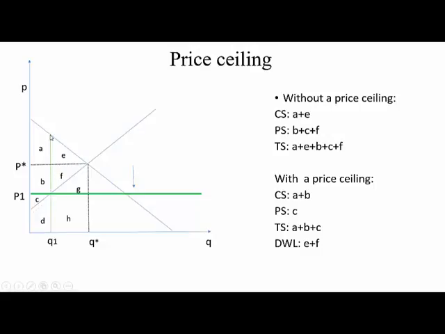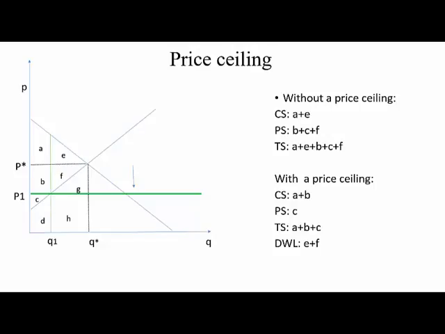The area D is the total variable cost. Subtracting total variable cost from the total revenue, we can get the producer surplus, which is indicated by the area C. Summing up our new producer surplus and consumer surplus, we can get the new total surplus, that is the area A plus B plus C. Recalling that the deadweight loss is the change in the total surplus, the area E plus F indicates the deadweight loss.